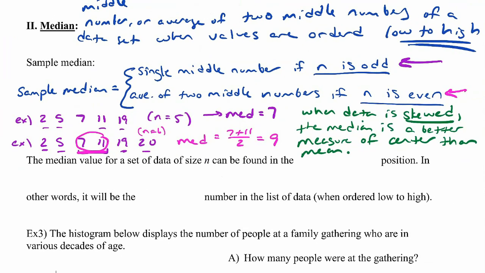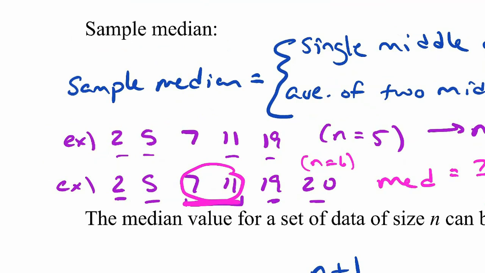And that looks like this. The median value for a set of data can be found in the n plus 1 divided by 2 position. Seems a little weird, but that's what's going on here. In other words, it will be the n plus 1 over 2 number in the list of data when ordered from low to high. Sometimes I say the n plus first over 2 number. Let me show you what I mean. Notice here where we had 5 values, n was 5. The median ended up being the third value in our data set.